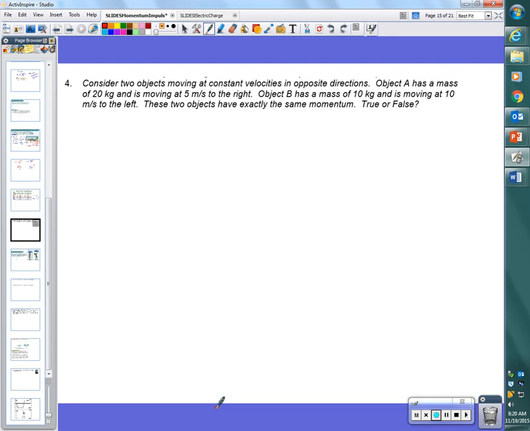So, you tell me. Is momentum a vector quantity? Oh yeah, James. So the correct answer here is false, because momentum is a vector quantity. So even though these two things, when you multiply their mass and velocities, have the same magnitude of the momentum, it is not the same momentum because of the vector nature of momentum. All right? Good there?